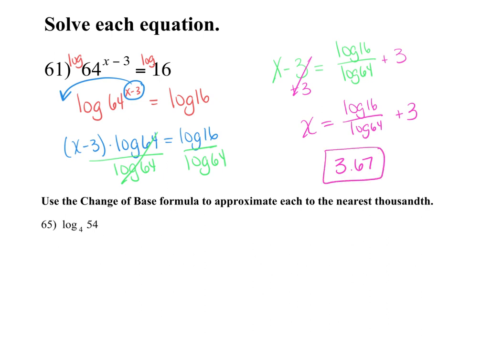Yep. So if you do it using your 4 cubed to the x minus 3 equals 4 squared, you get 4 to the 3x minus 9 equals 4 squared. And then you just say 3x minus 9 equals 2. Add 9, divide by 3, you get x equals 11/3.